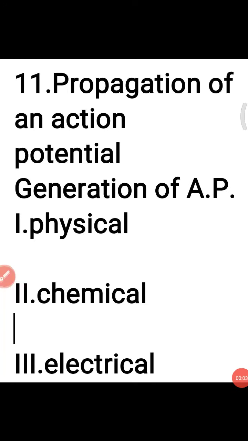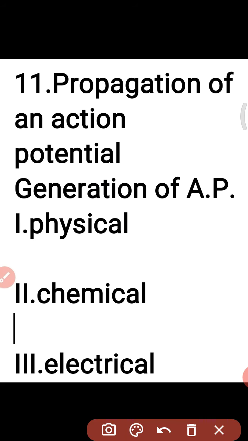So now we will start with the propagation of an action potential. Before discussing the propagation of the action potential, let us see how to generate an action potential. The generation of an action potential can be done by three methods: the first is physical, the second is chemical, and the third is electrical. So these three are the ways of generating an action potential.